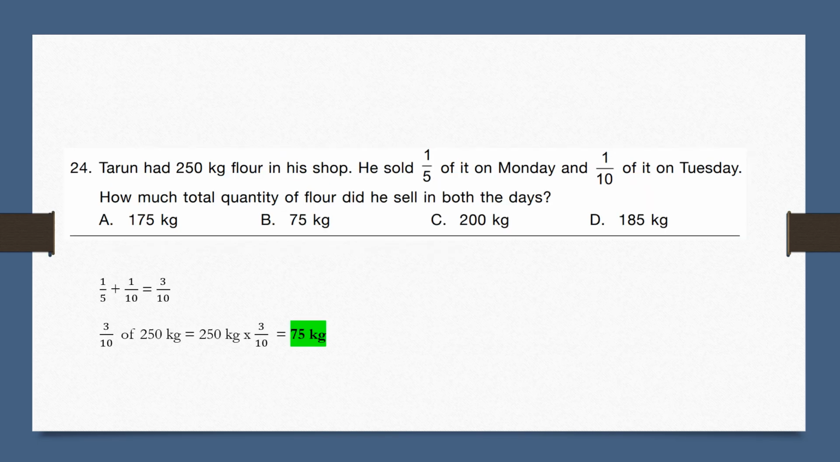Question number 24. Tarun had 250 kilogram flour in his shop. He sold 1/5 of it on Monday and 1/10 of it on Tuesday. How much total quantity of flour did he sell in both the days? So let's count the total. 1/5 plus 1/10 equals 3/10. So 3/10th of the 250 kg flour comes out 75 kg. So he sold total 75 kg of flour in 2 days. So our answer is option B.